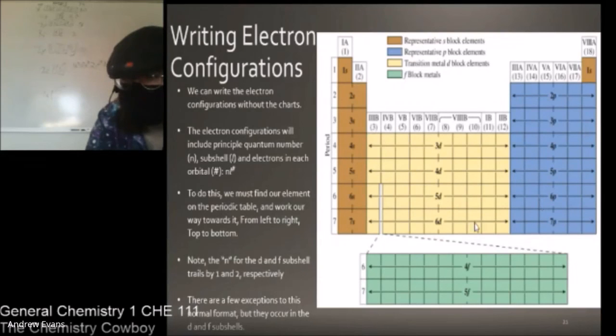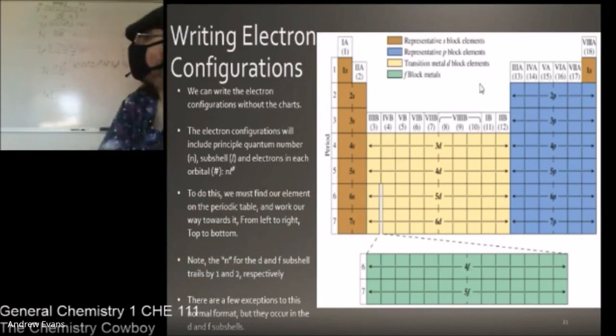6p. The lanthanides and actinides, the row F is available on the 4th row, but it's not used until the 6th row. So it's row -2. So you'll notice that we have 6s, 4f, 5d, 6p. I've written row -1 for the transition metals and row -2 for the lanthanides. But we can work our way across.